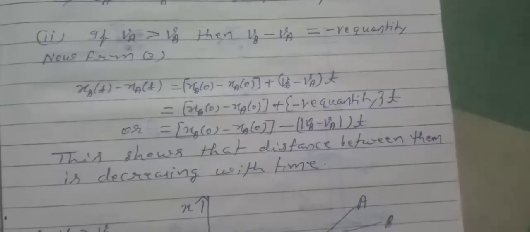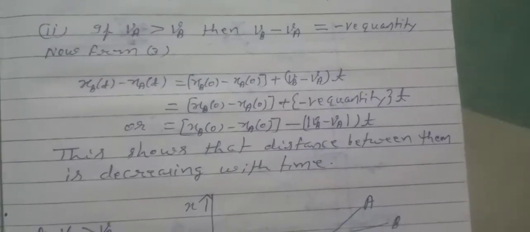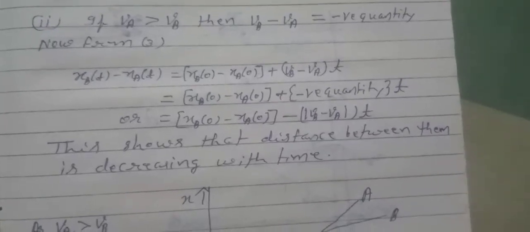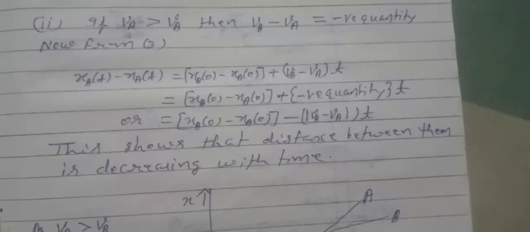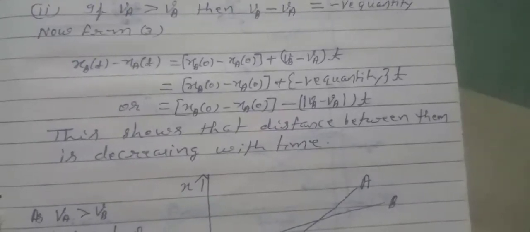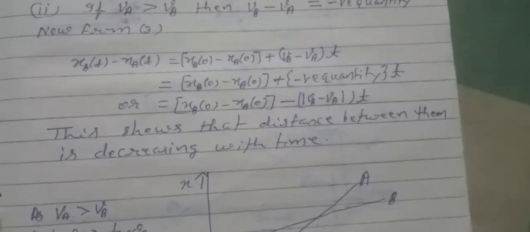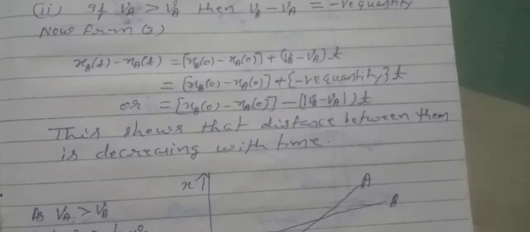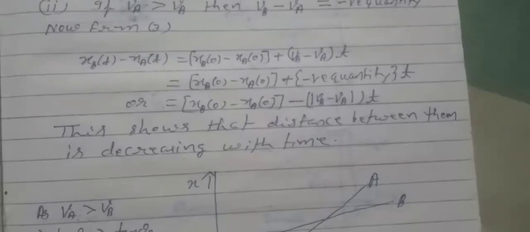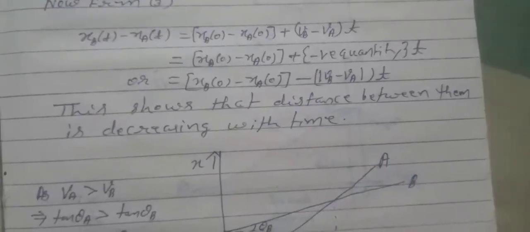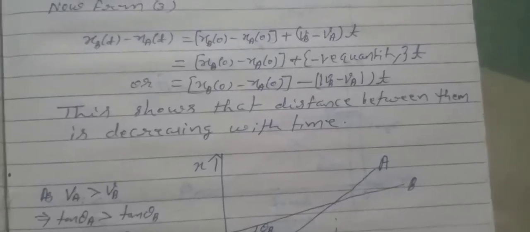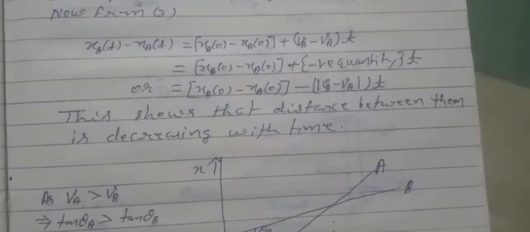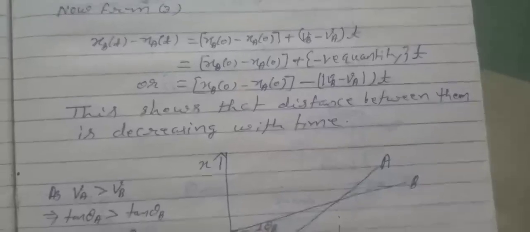So the graph is parallel. Second case, if VA is greater than VB, then VB minus VA equals a negative quantity. So from equation 3, XBT minus XAT equals XB0 minus XA0 plus VB minus VA into T, equals XB0 minus XA0 plus negative quantity into t, equals XB0 minus XA0 minus mod of VB minus VA into t. This shows that the distance between them is decreasing with time, because XB0 minus XA0 is fixed and the quantity VB minus VA into t is decreasing with time. So the distance between them is decreasing with time.